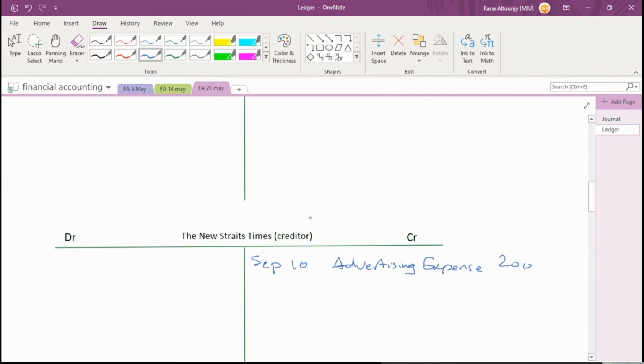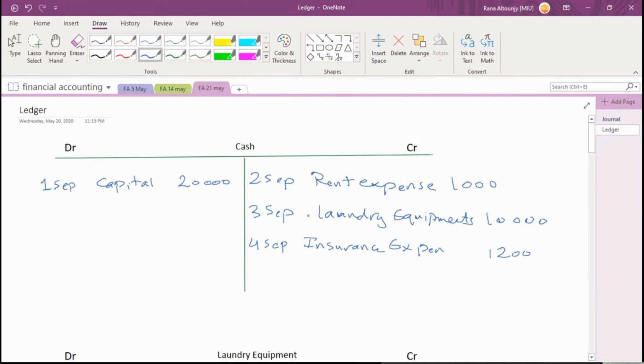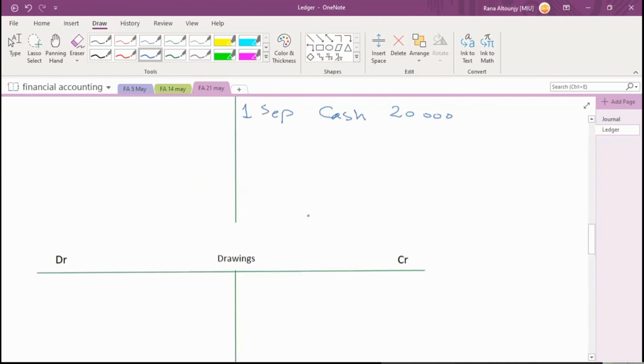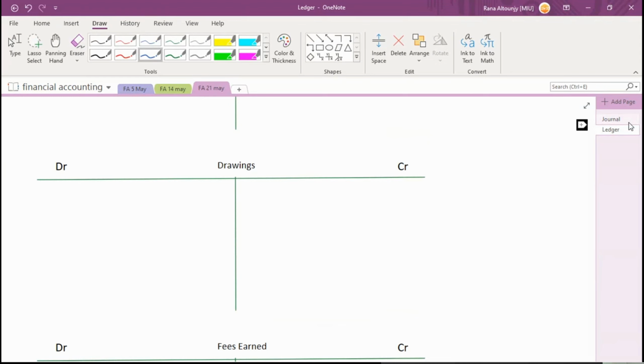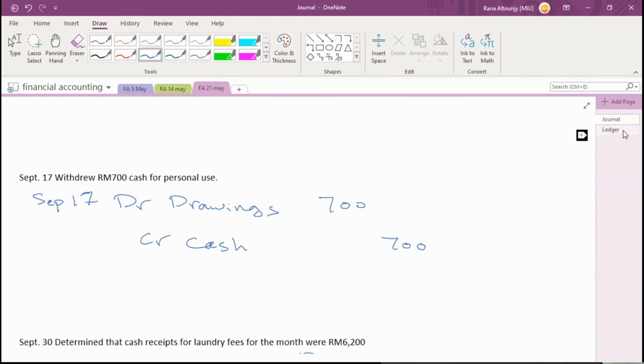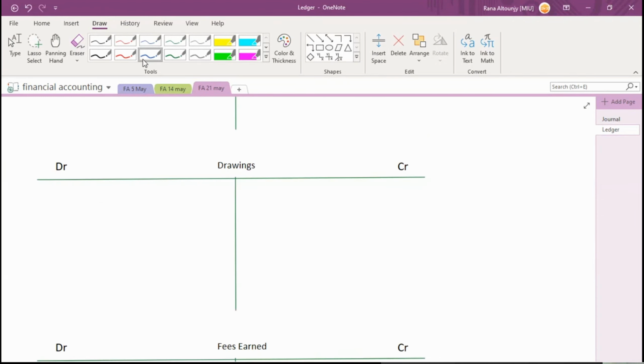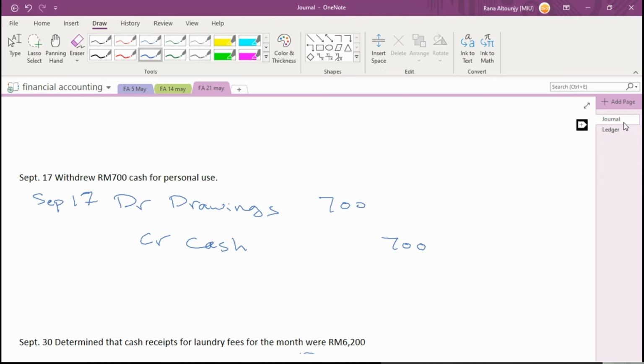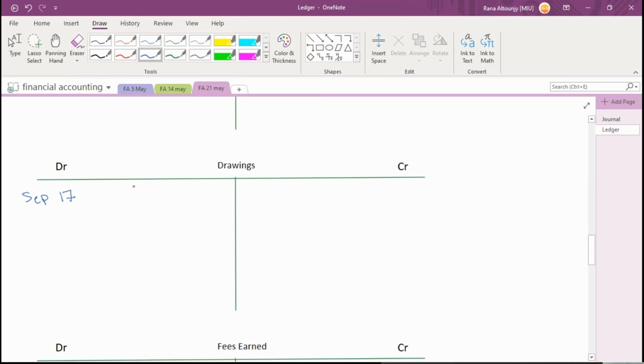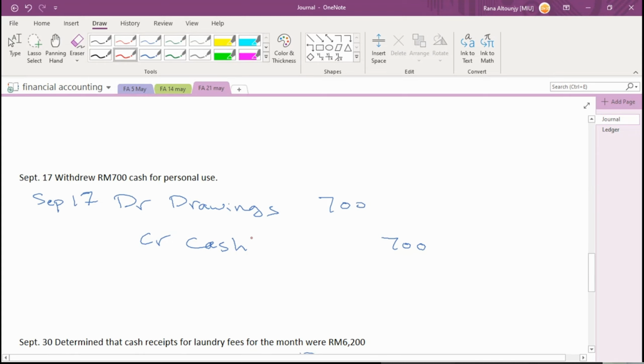So let's go to the drawings T account. We go to the debit side. What we need to write is September 17. The other side of the transaction is cash, and the amount is 700. So like this, we transfer this side of the transaction.